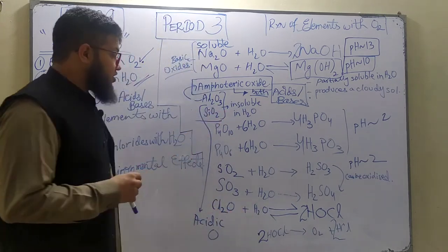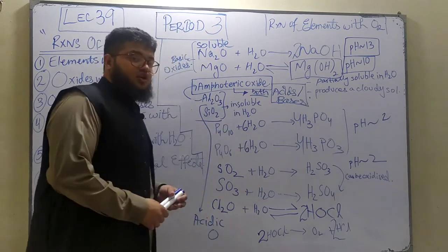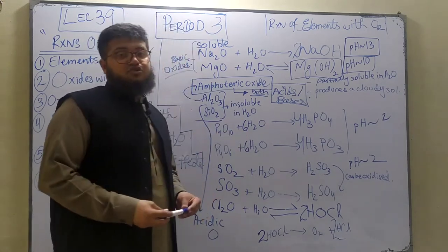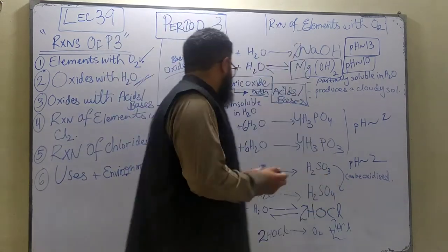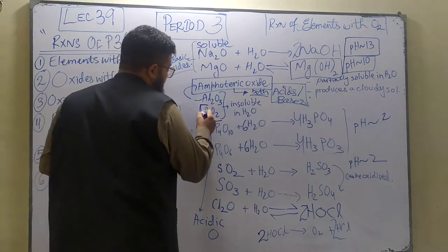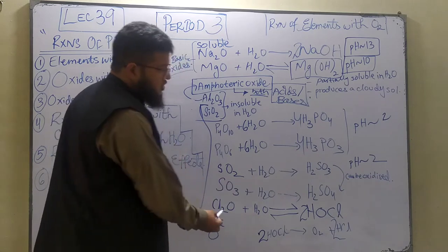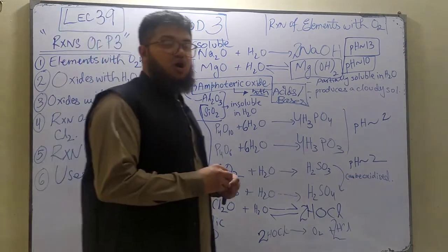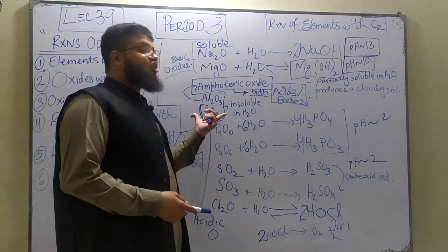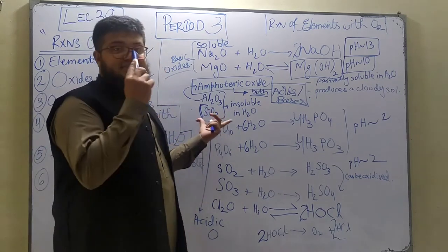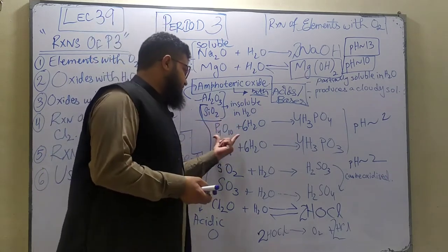It is insoluble in water as well. Then P4O10, phosphorus 5 oxide, is an acidic oxide. Following SiO2, all the oxides from silicon to chlorine are acidic. They are all acidic oxides. SiO2 is acidic, but it does not dissolve in water. It is acidic because it can react with basic oxides, and doesn't react with acidic oxides.